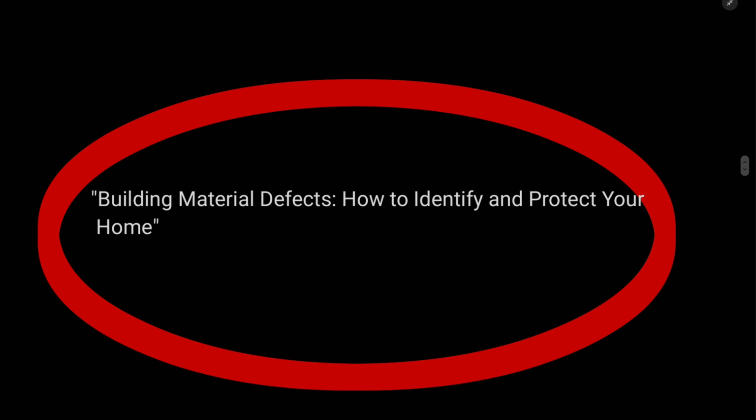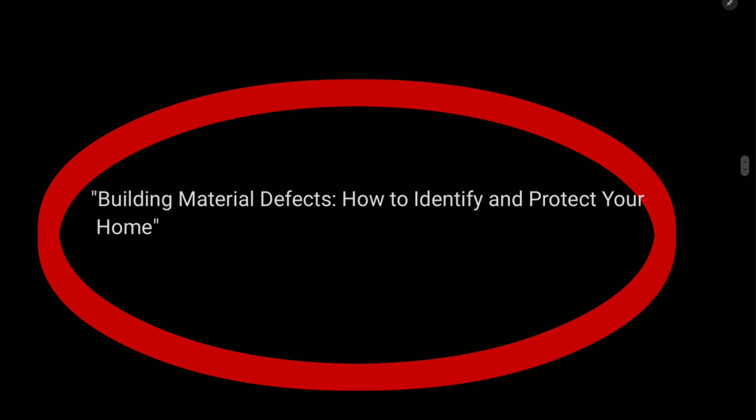How to identify building material defects? First is visual inspection. The first step in identifying defects is a thorough visual inspection. Look for cracks, discoloration, warping, or any signs of structural instability in walls, floors, and ceilings.